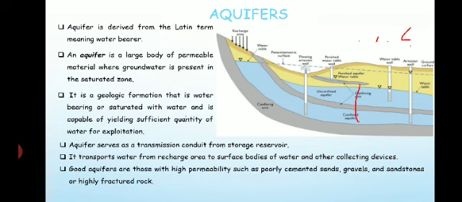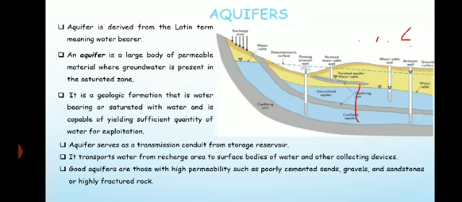So what are good aquifers? Good aquifers are those with high permeability, such as poorly cemented sand, gravels and sandstones, or highly fractured rocks. These are all examples of good aquifers. Why are they called good aquifers? As I told you in the definition, it should hold the water. Water should be present in it. Then only we call it an aquifer.